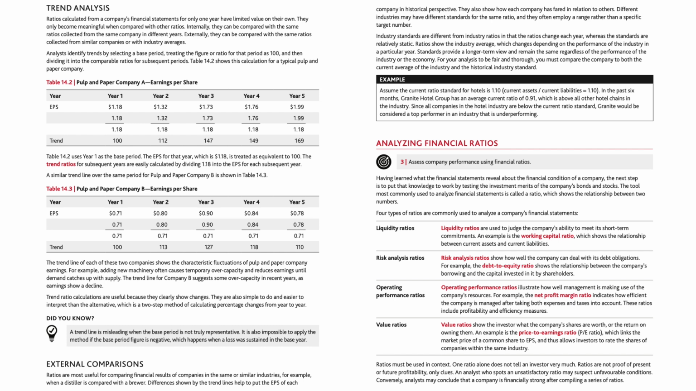Did you know? A trend line is misleading when the base period is not truly representative. It is also impossible to apply this method if the base period figure is negative, which happens when a loss was sustained in the base year. External comparisons.